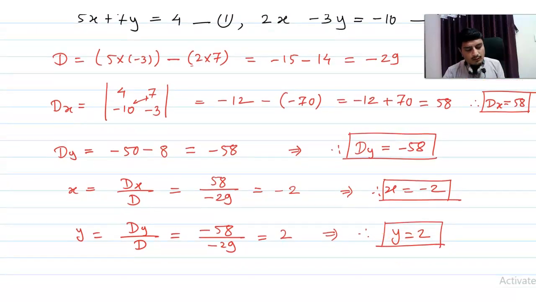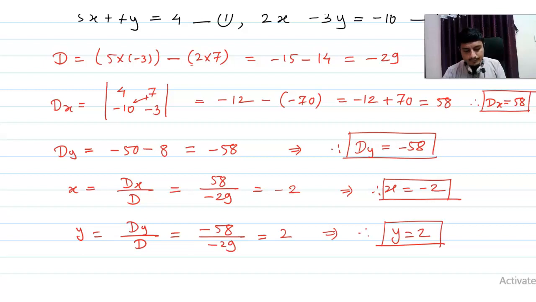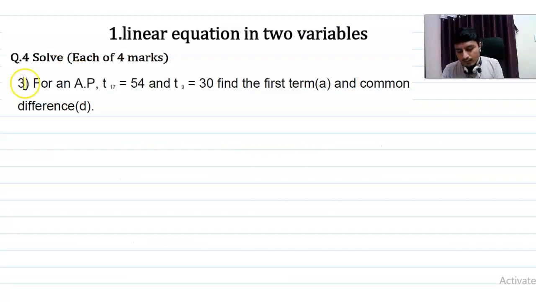So the solution of the given simultaneous linear equations in two variables, x comma y, is of the form: value of x is minus 2, value of y is 2. So minus 2 comma 2. Now let's have a look at question number 3.